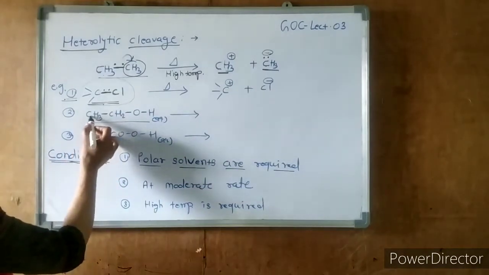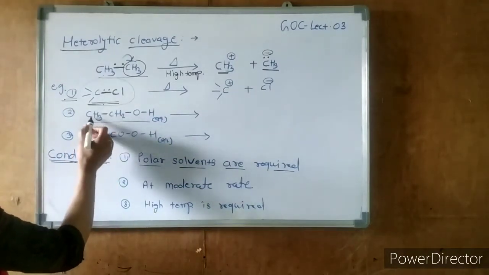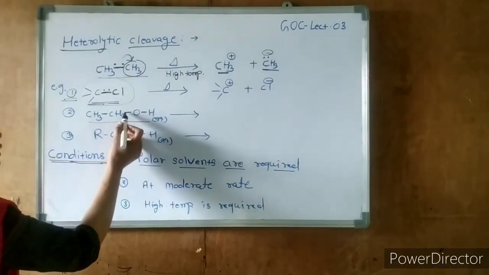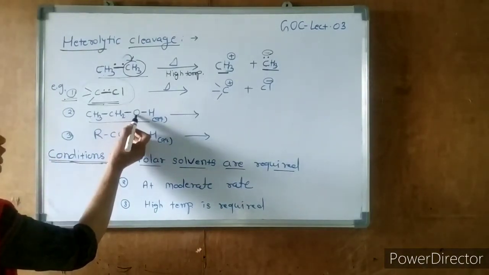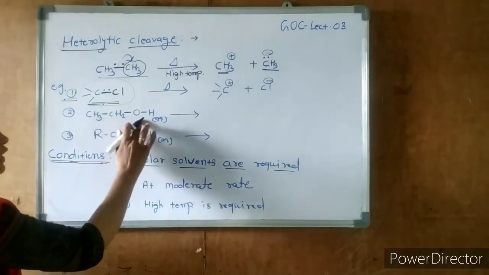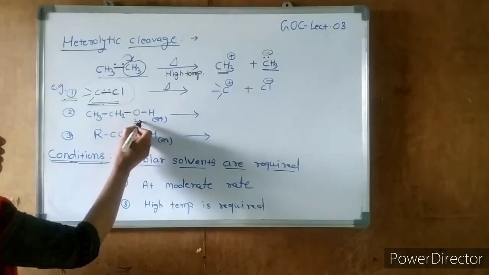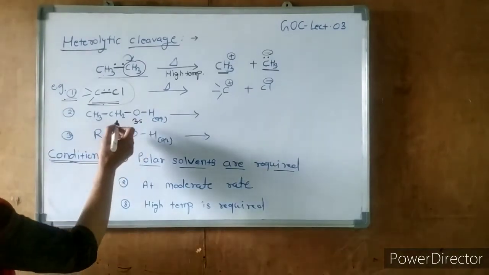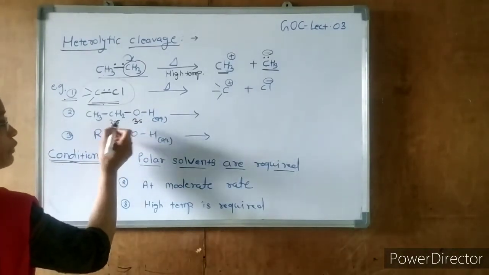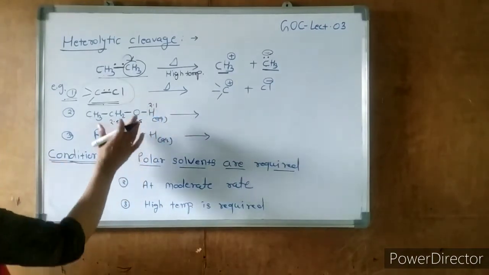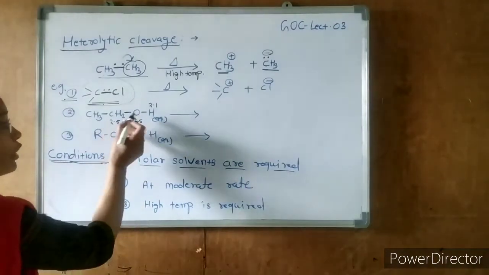Here there is no difference in electronegativity between carbon and carbon. Carbons have almost the same electronegativity, and here there is a difference in electronegativity between the oxygen and carbon. The electronegativity of oxygen is 3.5, and the electronegativity of carbon is 2.5. The electronegativity of hydrogen is 2.1. This means there is a difference in the electronegativity between the bonded atoms.